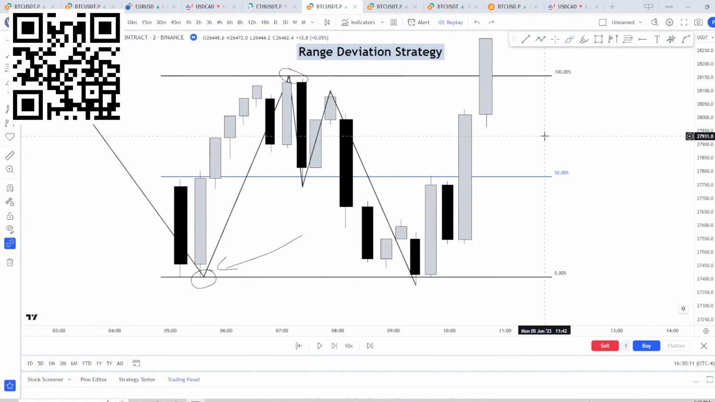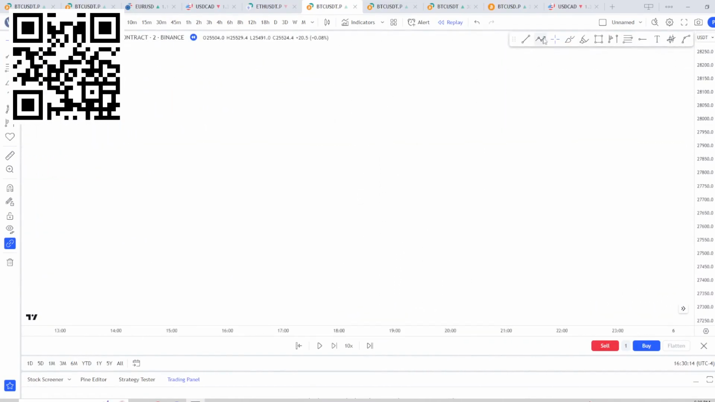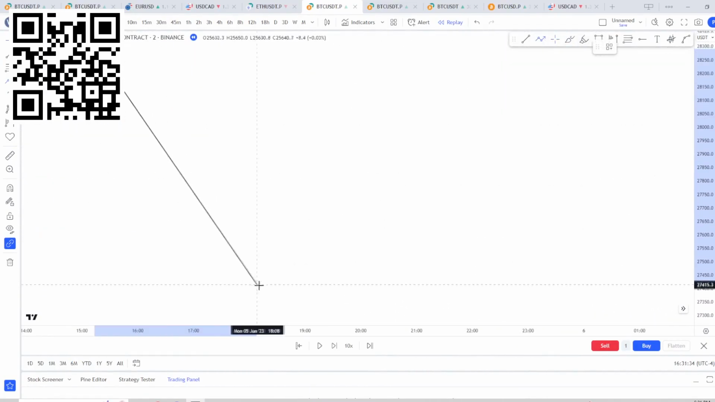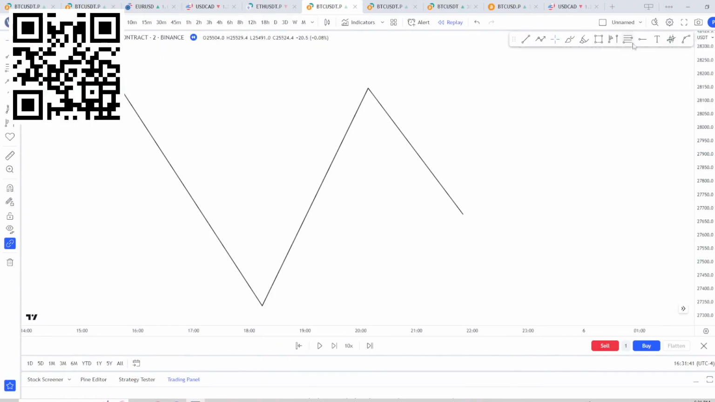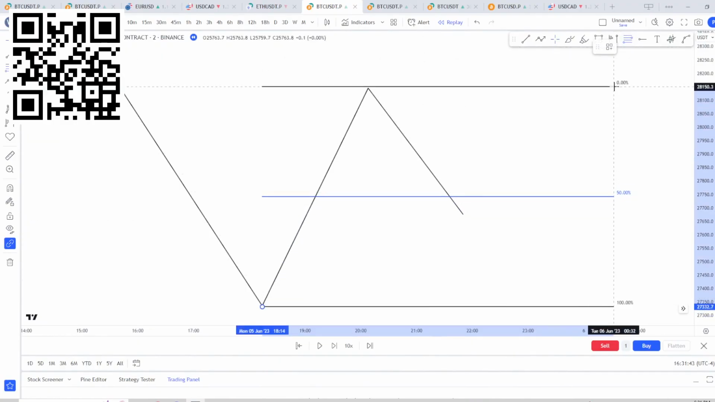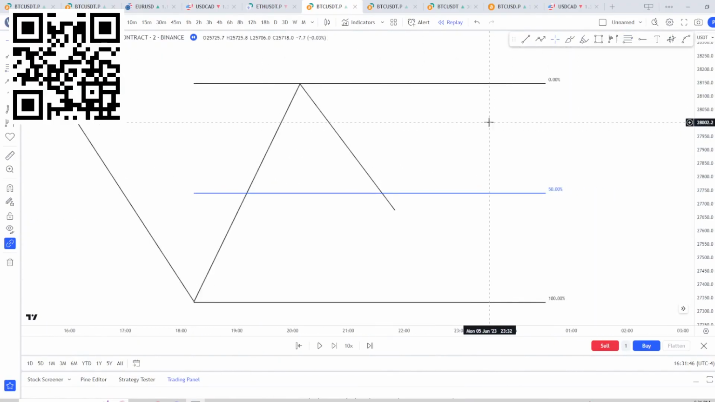So what I mean by that is, and we'll go to the drawing board here. Let's say we had ourselves a range, right? You have a swing low of a range, we have a swing high of a range, and then we have the midpoint of that range. And we'll call it a 15-minute range. So we have a 15-minute range.